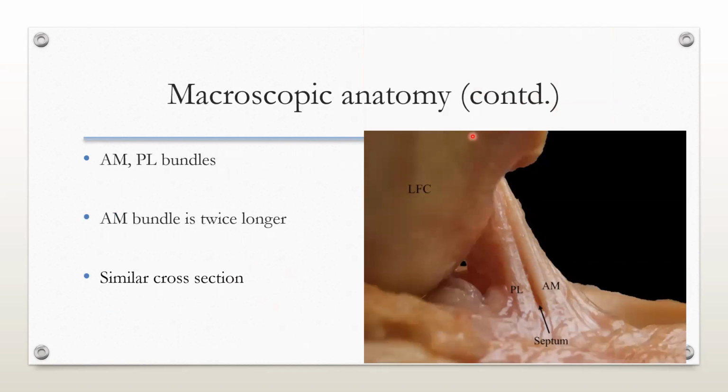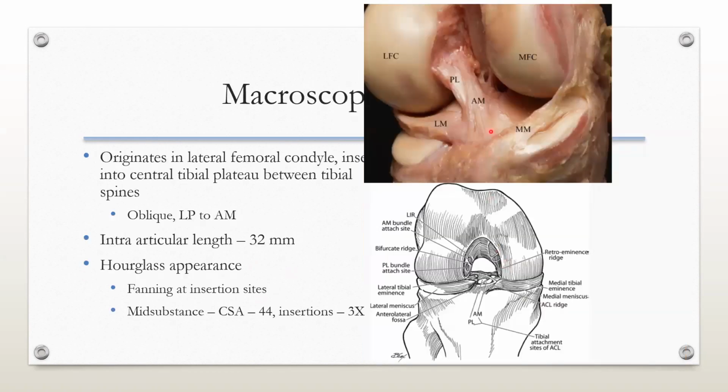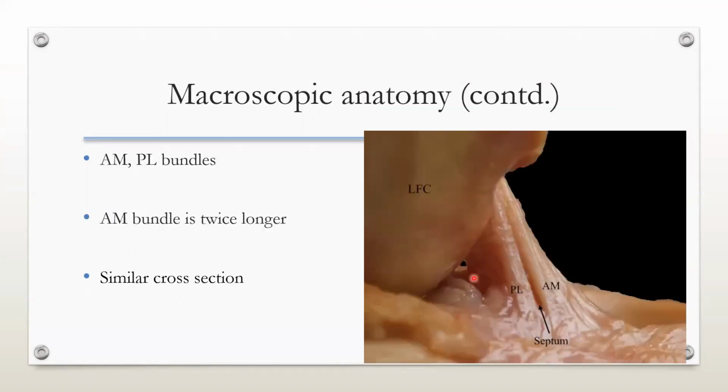So as discussed, it is composed of 2 bundles based on the insertion in the tibia. There's the anteromedial and the posterolateral bundle separated by a septum. The anteromedial bundle has a definitely longer trajectory, nearly twice as long as the posterolateral bundle, but both bundles seem to have a similar cross-sectional area at mid-substance level.